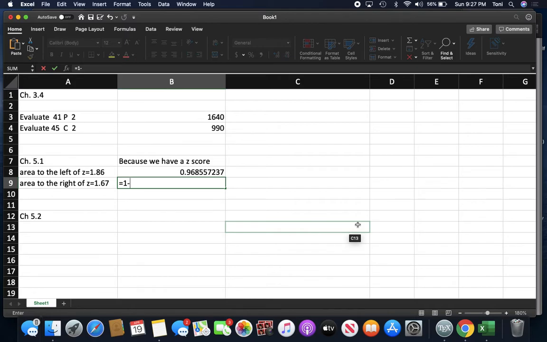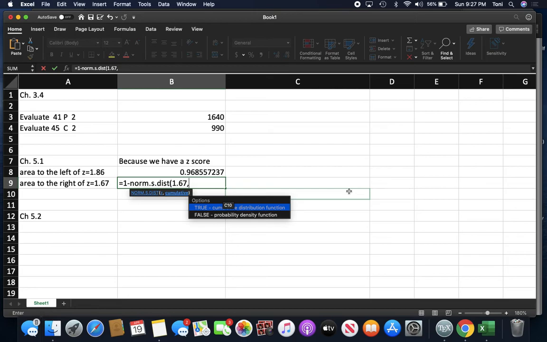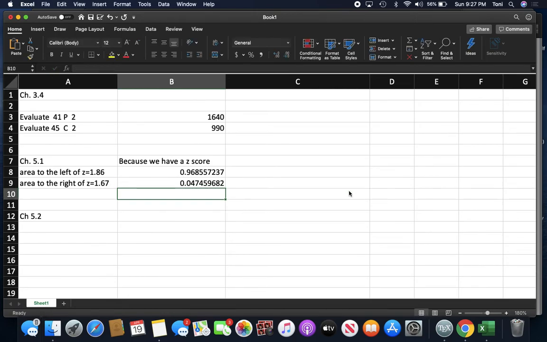Doing that, again, we're taking the total area, which is 1, and subtracting the area to the left, and that's going to leave us with the area to the right. We know how to find areas to the left using Excel. That's norm.s.dist. Once again, the parameters we need are the z-score, and then whether we want the cumulative distribution or not. So 1.67, comma, true. Again, this is always going to be true. Hit enter, and that gives us the area to the right. So it looks like the area rounded to 4 decimal places is 0.0475.